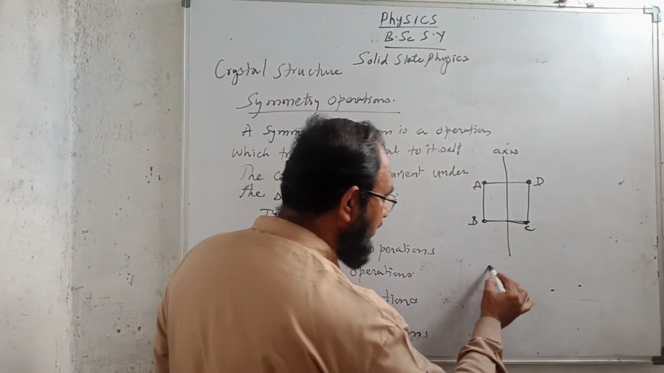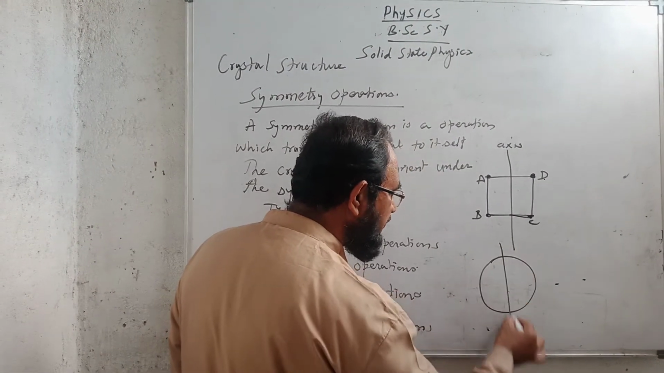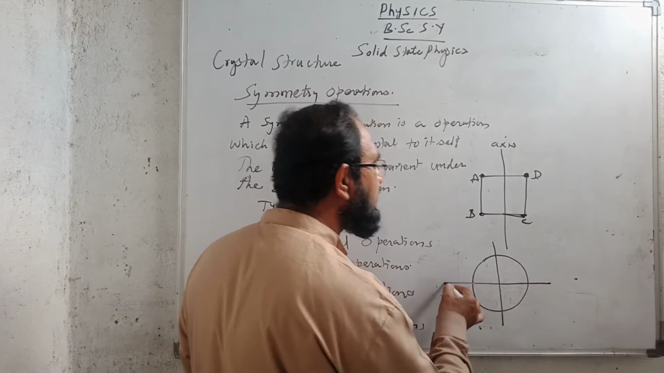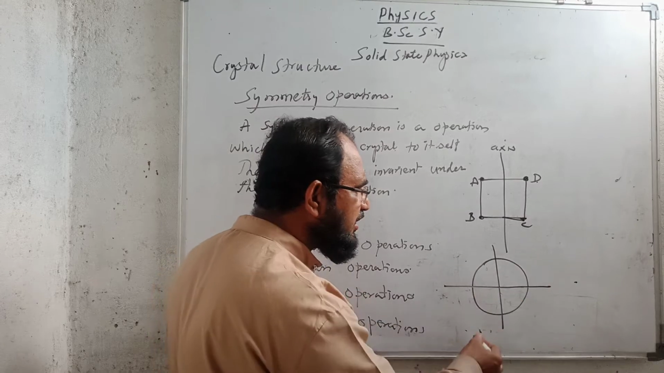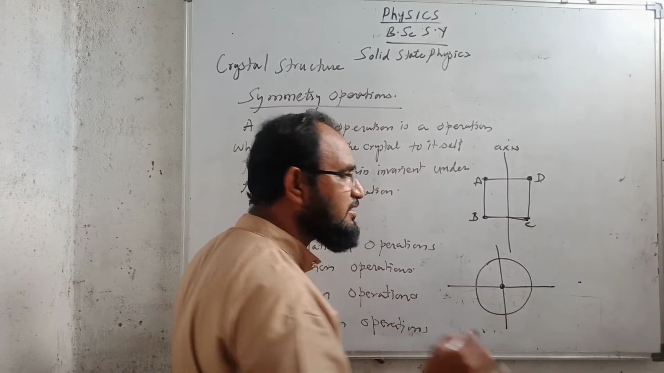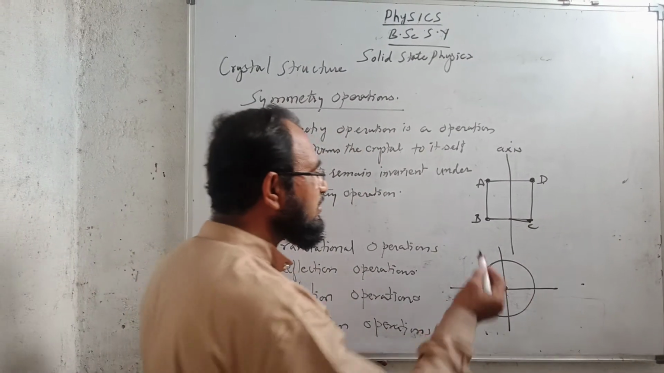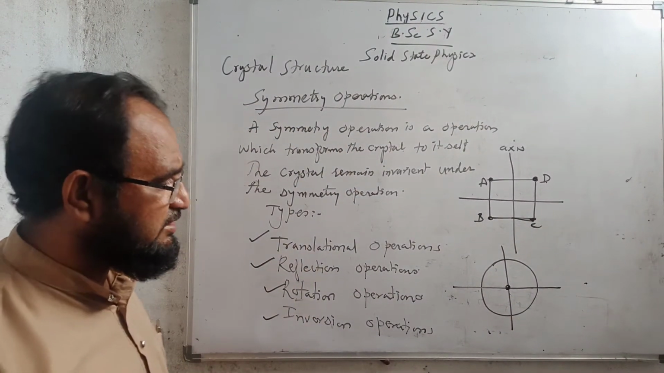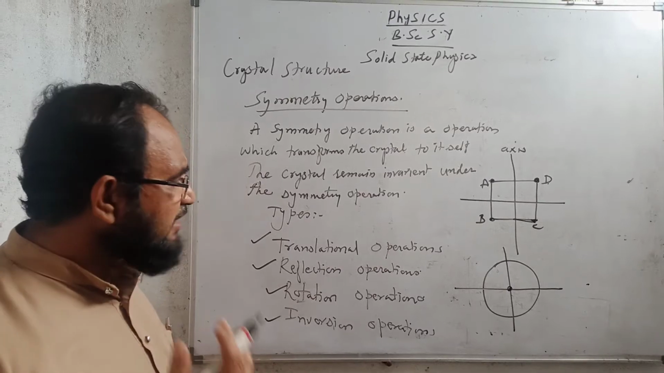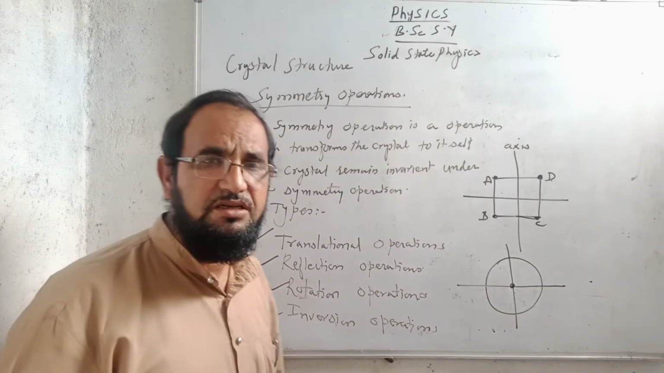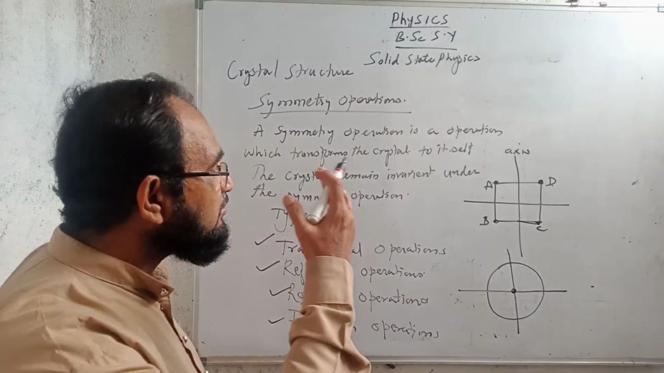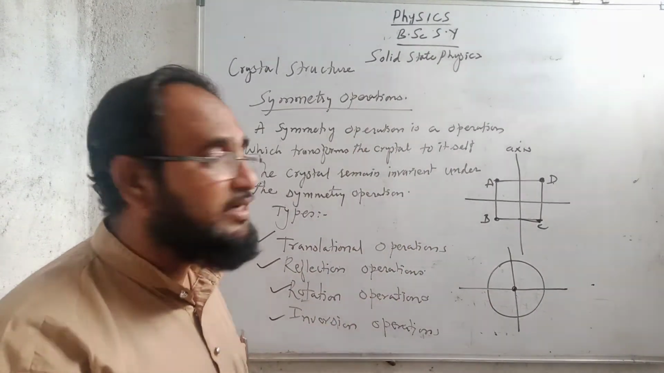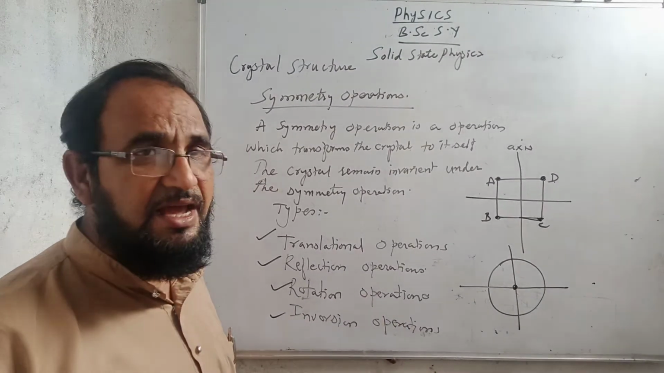If I take the example of a circle also, then we can take the symmetry along this axis, as well as the symmetry along this axis or any given axis which passes through the center of the circle. Here also we can take the symmetry about the horizontal axis. So a reflection operation is an operation in which the lattice points can be seen on the other side of the reflecting axis.